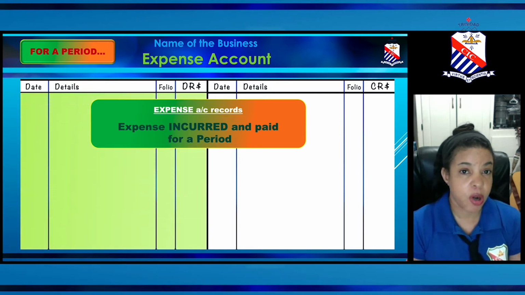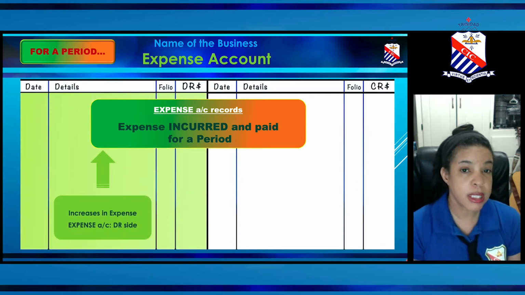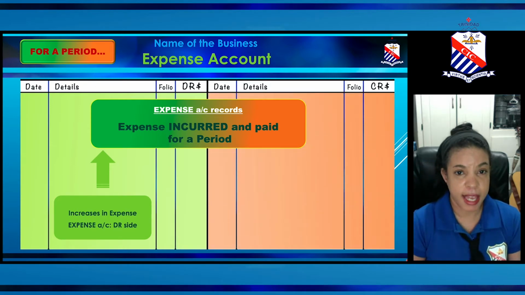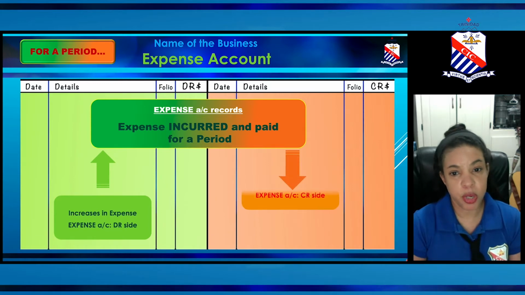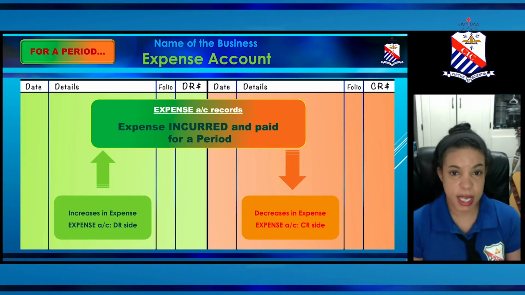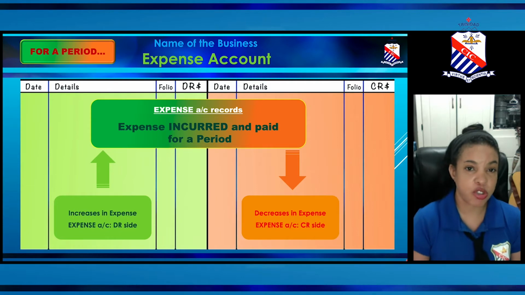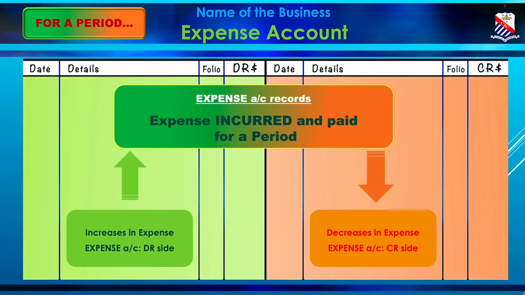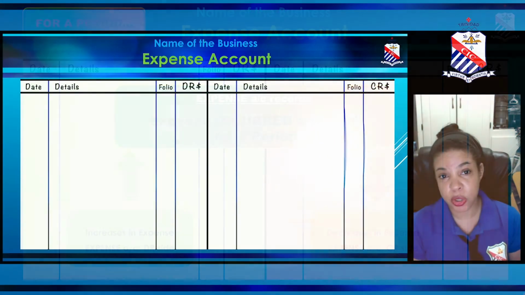Now, as we said before, according to the double entry rules, for the expense account, any increase in the expenses is recorded on the debit side, and any decreases would be recorded on the credit side. So that is according to the double entry rules for expense accounts. Now, what transactions would constitute an increase and a decrease? That is what we are going to go into.